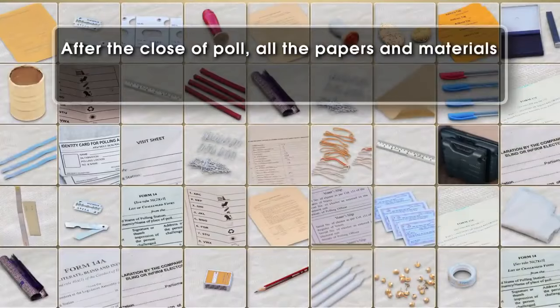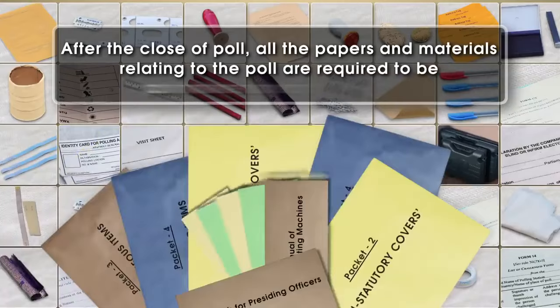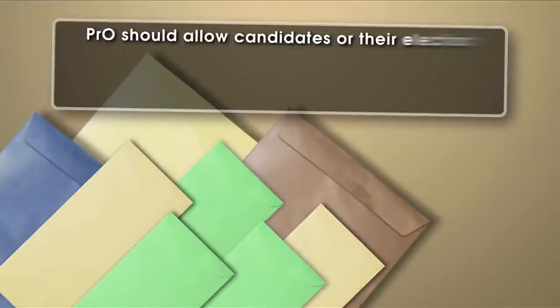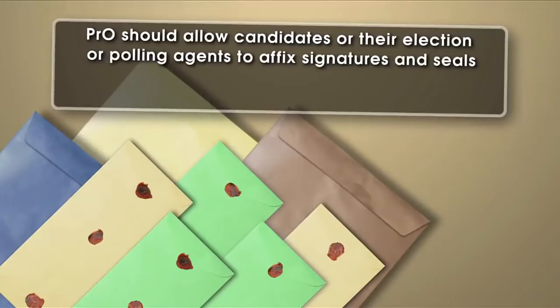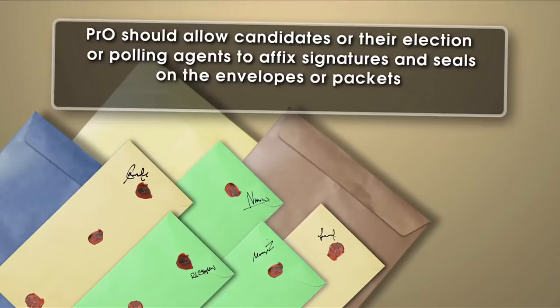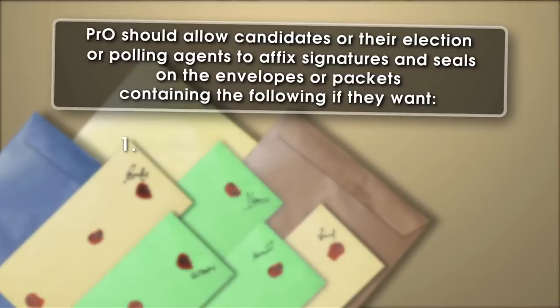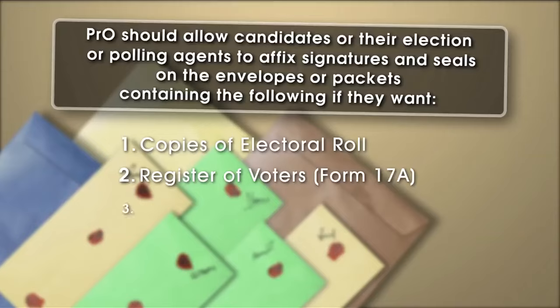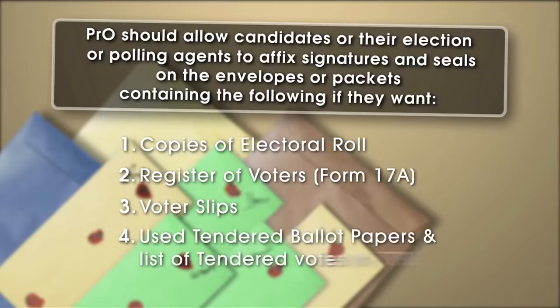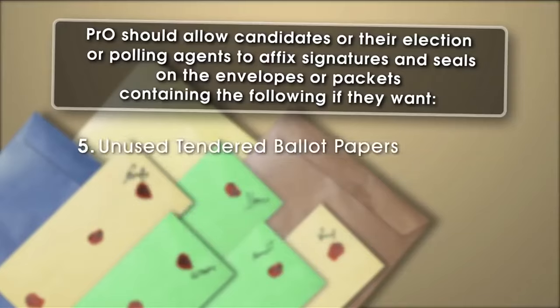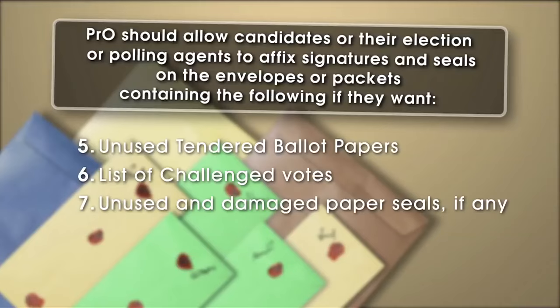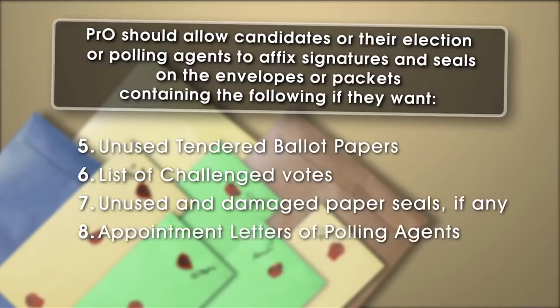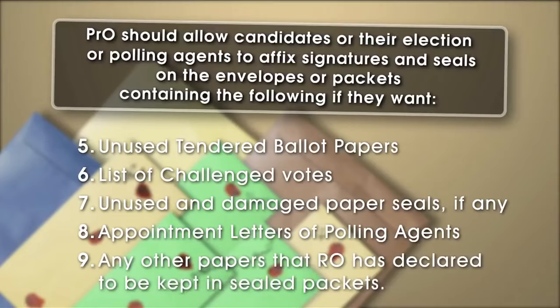After the close of poll, all the papers and materials relating to the poll are required to be put in their respective packets. The PRO should allow candidates or their election or polling agents to affix signatures and seals on the envelopes or packets containing the following if they want: copies of electoral roll, Register of Voters Form 17A, voter slips, used tendered ballot papers and list of tendered votes in 17B, unused tendered ballot papers, list of challenged votes, unused and damaged paper seals if any, appointment letters of polling agents, and any other papers that the RO has declared to be kept in sealed packets.